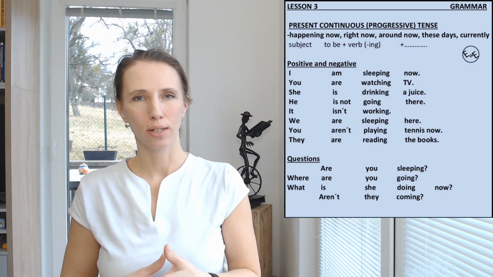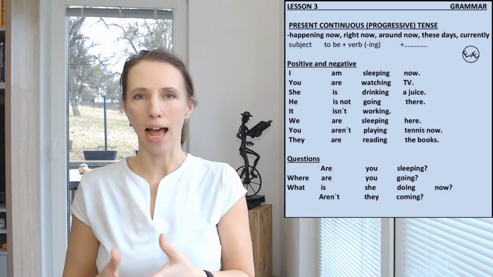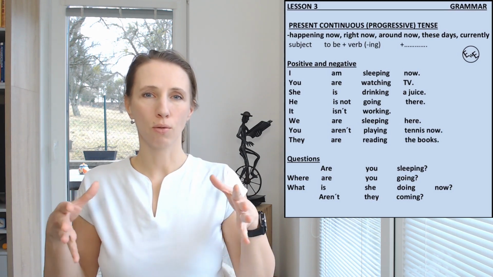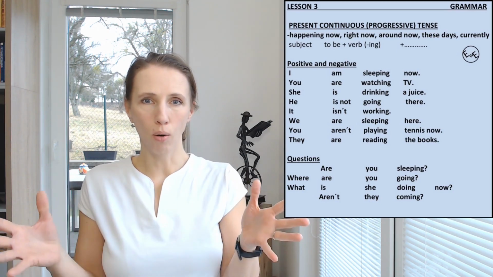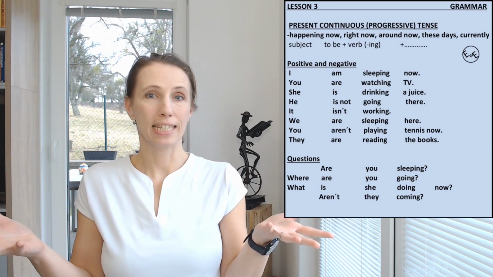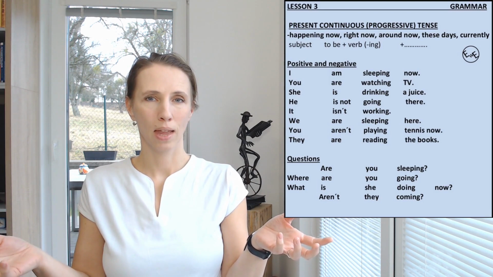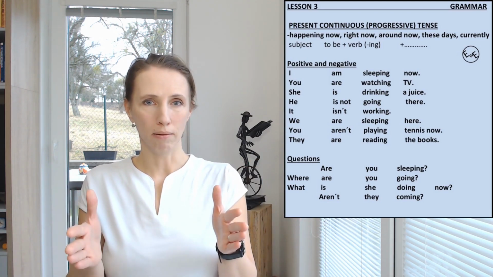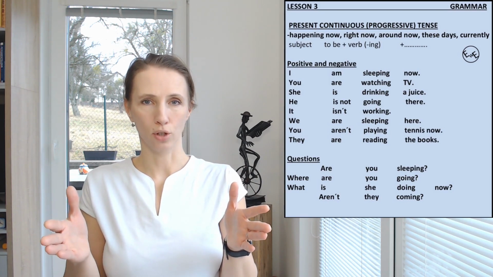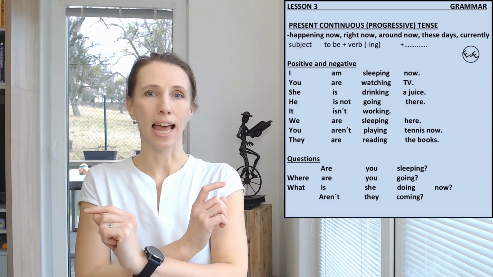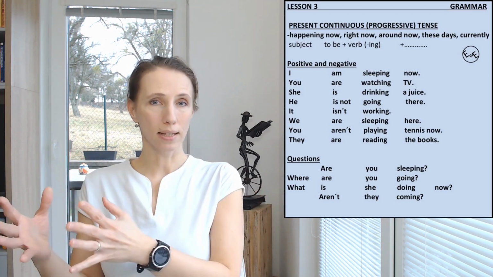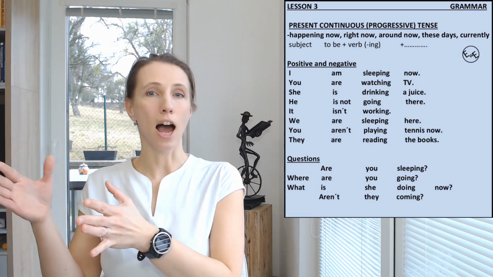Present continuous or progressive tense. This tense describes what is happening right now, around now, currently, or these days. You use the verb to be. You know it from lesson 1. I am, question, am I? Negative, I am not. Plus the verb with ing ending.